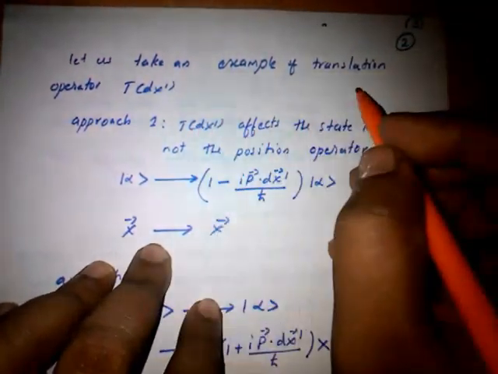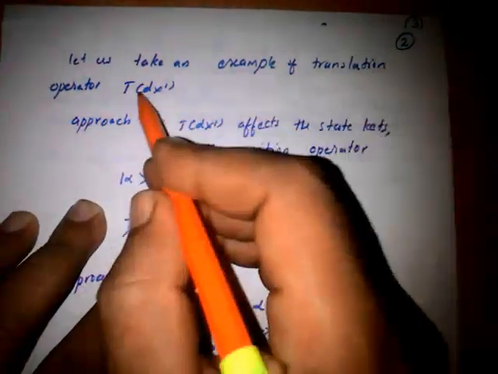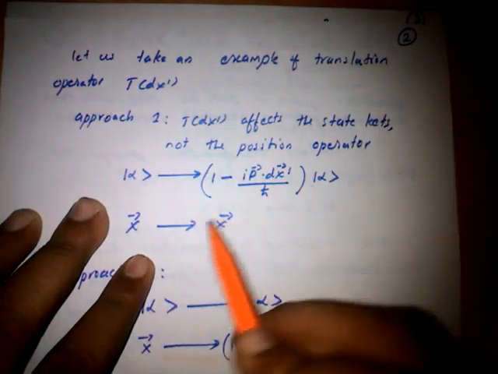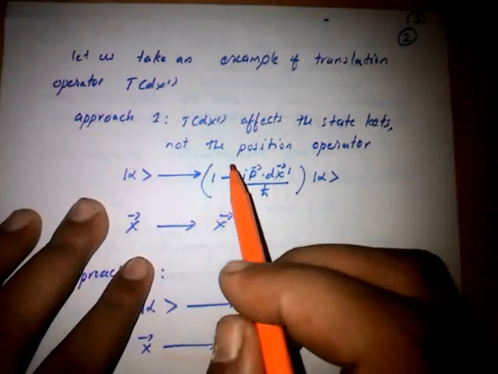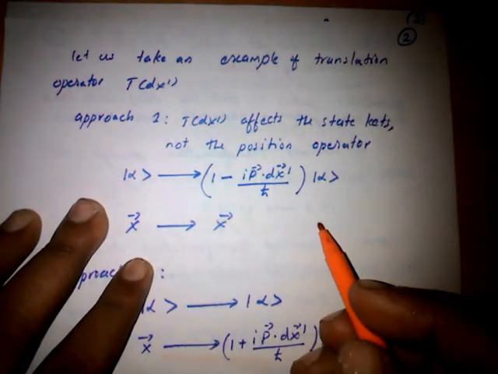Let us take an example of the translation operator T of dx dash. Approach 1, the operator is not changing. That is, T of dx dash affects the state kets, not the position operator.